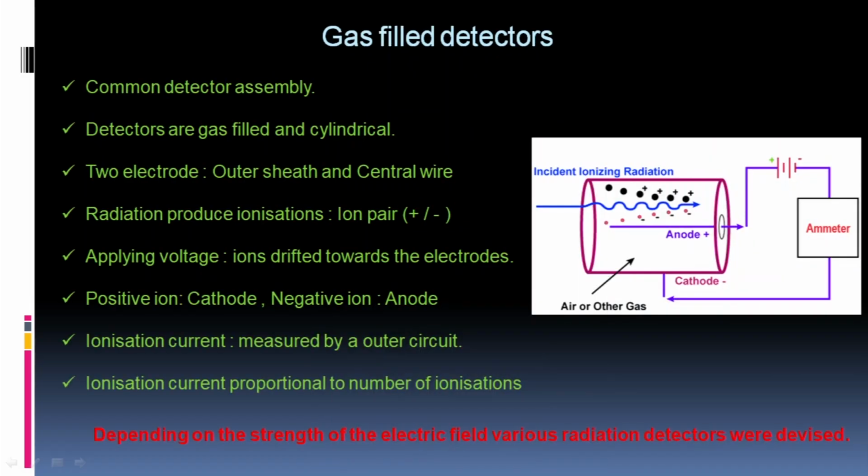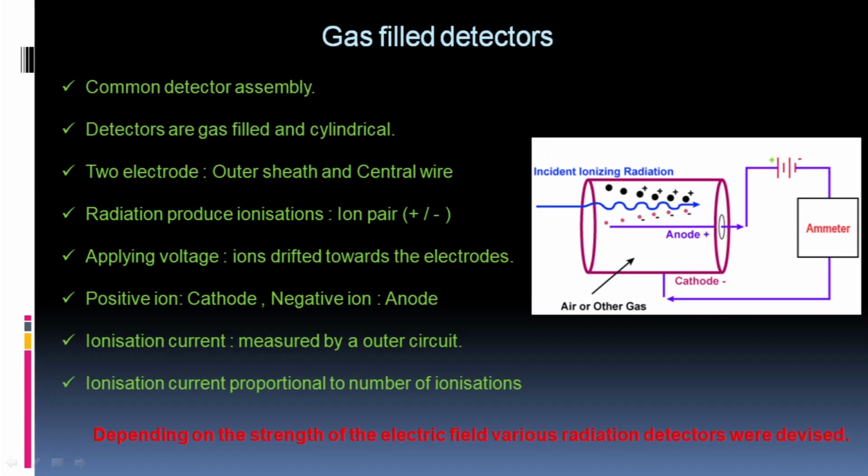Now this is a very important portion of this lecture, that is gas filled detectors. We will discuss gas filled detectors very elaborately, because this is the basis of devising various kinds of detectors, ionization detectors, proportional counters, Geiger-Müller counters, or various kinds of radiation detectors, which are devised according to these gas filled detector principles.